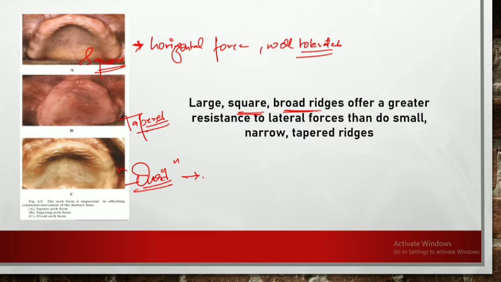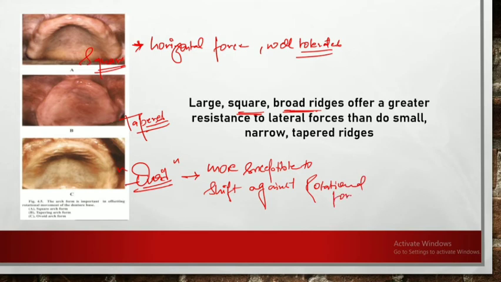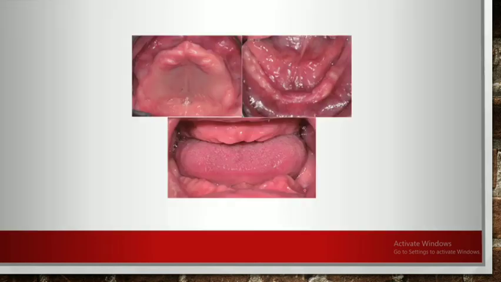So the ovoid ridges are more susceptible to shift against any rotational force, right? So square and broad ridges offer a greater resistance to lateral forces than do small narrow or tapered ridges. And lastly, the ovoid ridges are going to be susceptible to shift against the rotational forces.